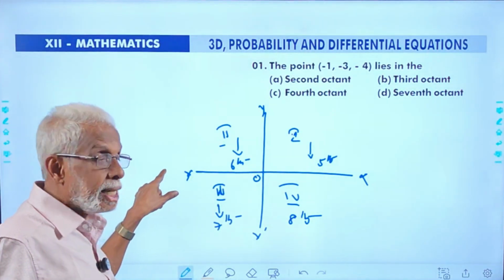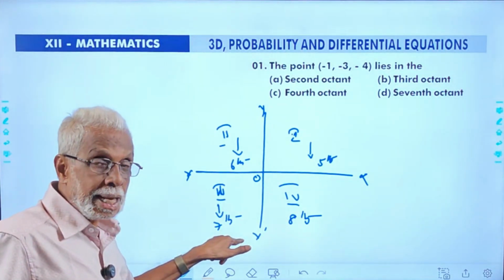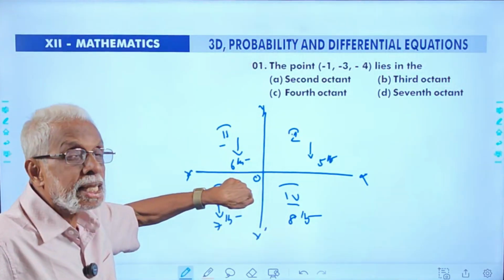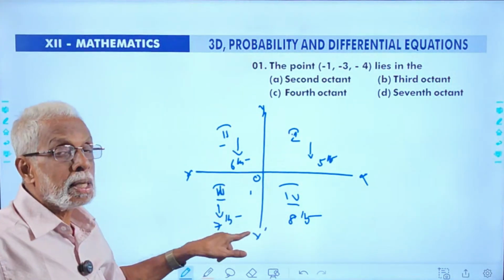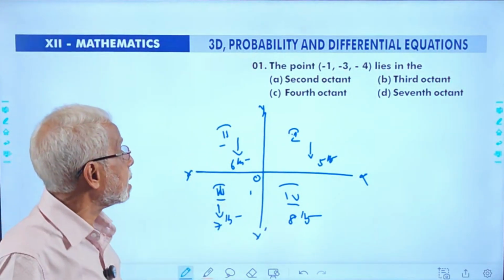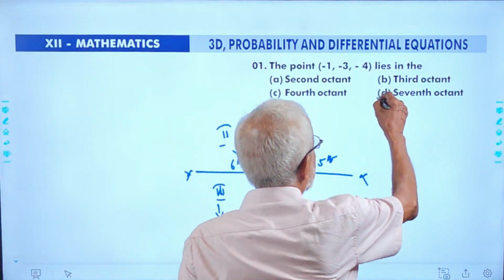The x-axis is in the negative direction. The y-axis is in the negative direction. The z-axis is also in the negative direction. Therefore, all three coordinates are negative. Hence, the correct answer is the 7th octant.